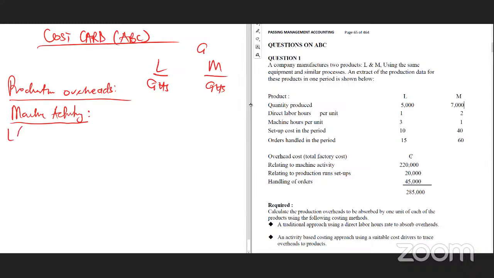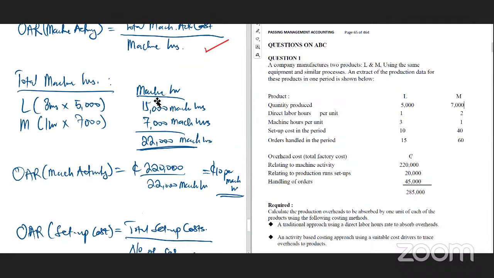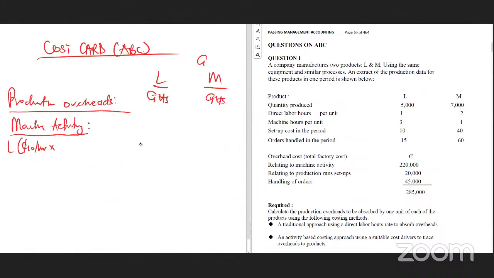Machine activity for product L, we know the OAR was 10 CDs per machine hour, right? But how many hours were used? You go and check machine activity. We calculated it to be 15,000 hours and 7,000 hours. Do you remember? So now when we come here, this one is 10 CD per hour, but this one we use 15,000 hours, right?